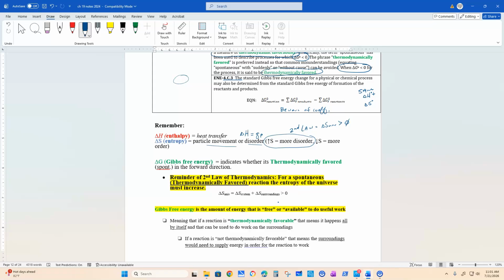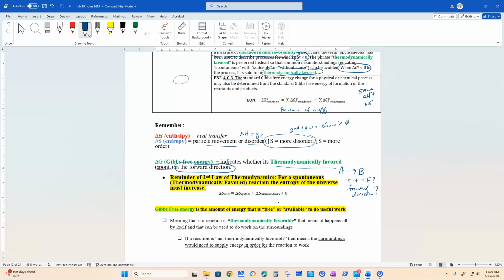Delta G, here's the new one, Gibbs free energy, named after a scientist named Mr. Gibbs. Is it thermodynamically favored or is it not? But is it thermodynamically favored in a certain direction? So when we're looking at A mix B and we do our delta G, products minus reactants, is it thermodynamically favored in this forward direction? Or do we have to flip the equation to get it to be thermodynamically favored?